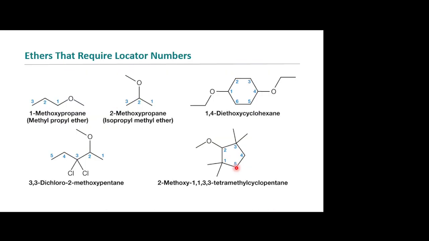All right, so let's talk about ethers that require locator numbers. So for example, right here, we actually are going to require a locator number because you have two options that this oxy group could have been attached to. And that's the first position here and the second position there. Notice that the third position would be the same as the first position, right? There'd be no difference. Okay.